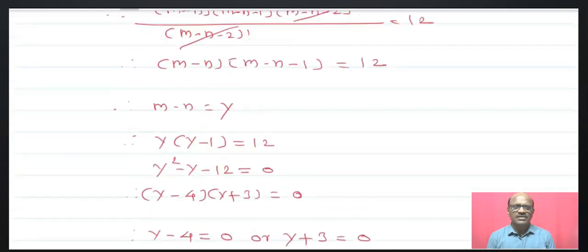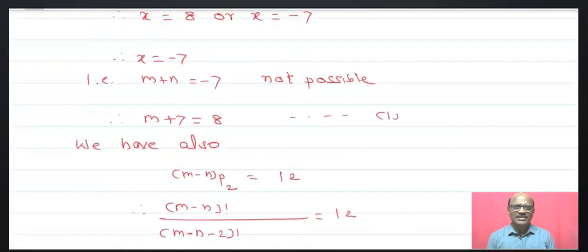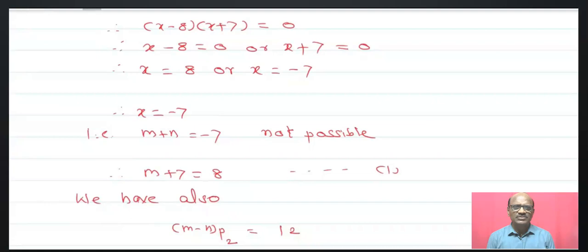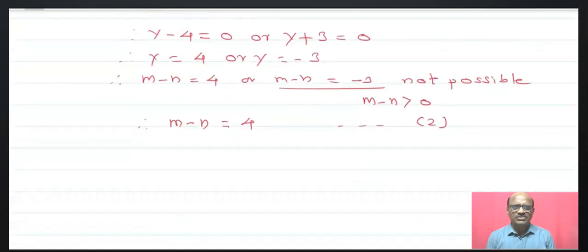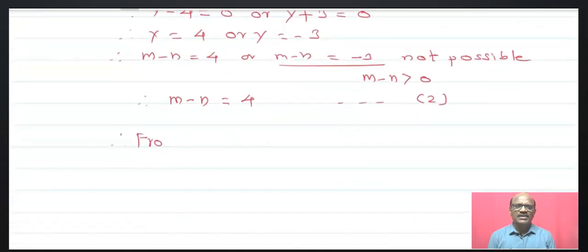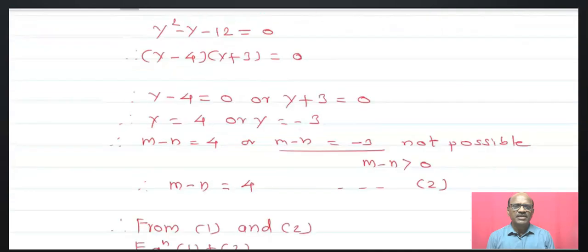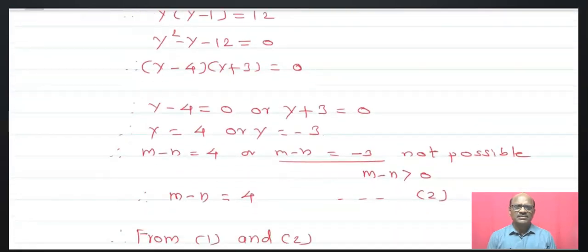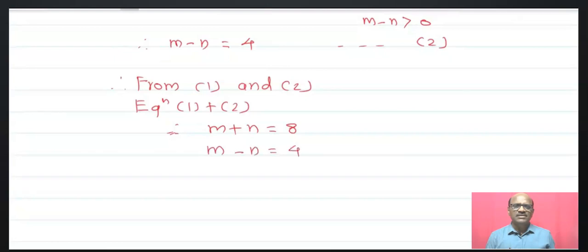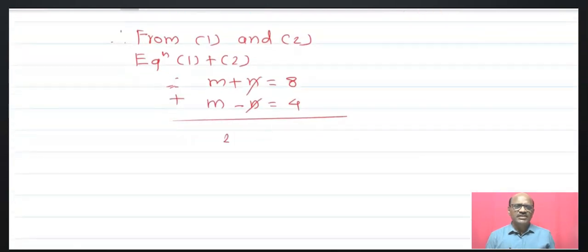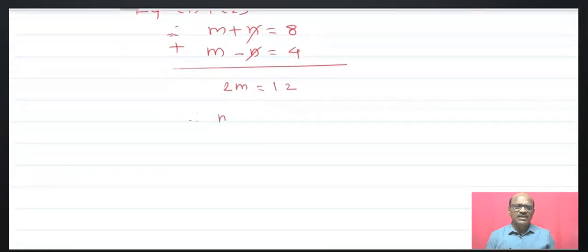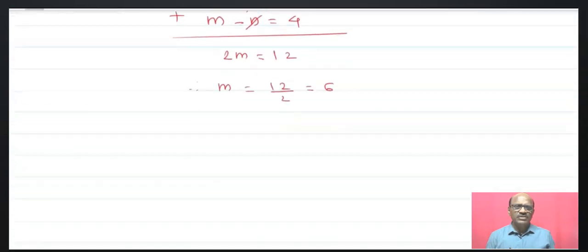And now we'll solve these two equations. m plus n is equal to 8. This is equation number 1. m minus n is equal to 4. Therefore, from 1 and 2, m plus n is equal to 8 and m minus n is equal to 4. If you add these two equations, then 2m is equal to 12. Therefore, m is equal to 12 upon 2. That is equal to 6.